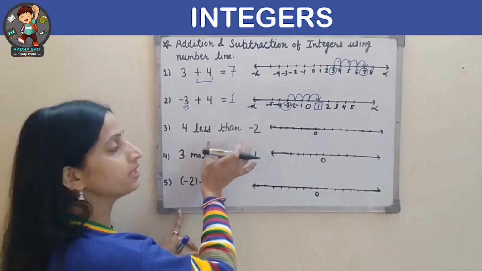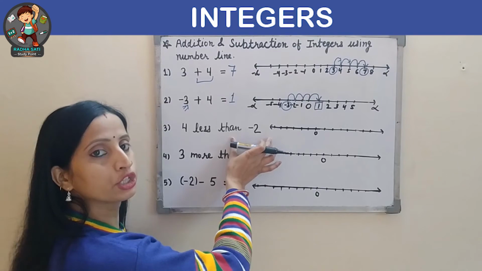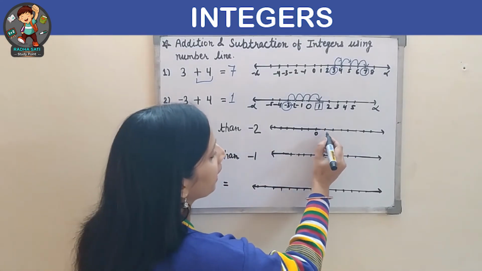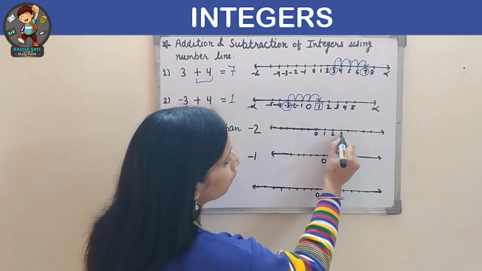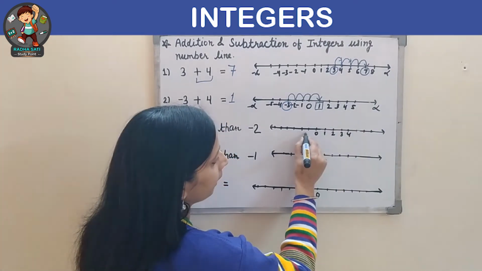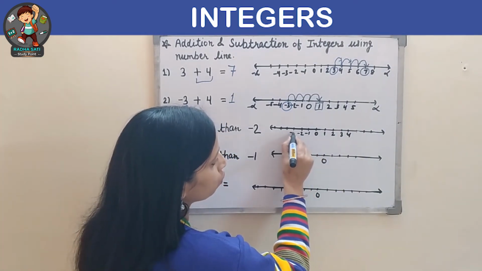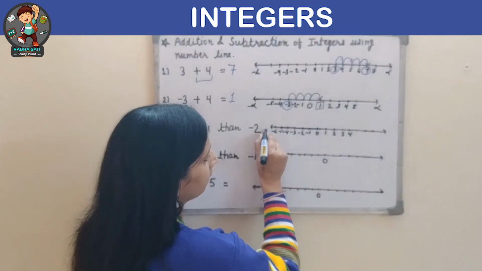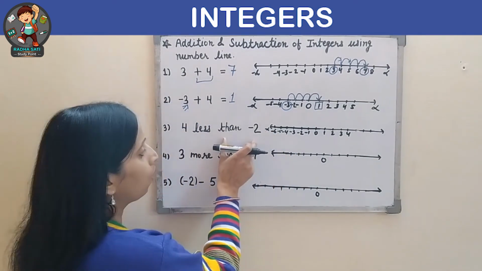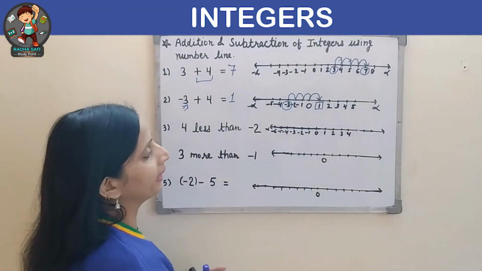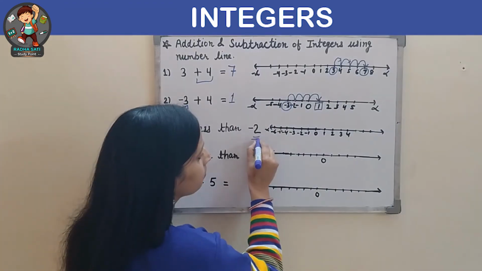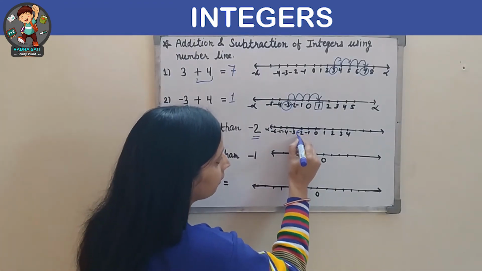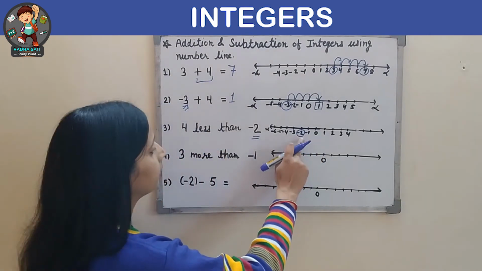Similarly, now the third one is 4 less than minus 2. So first of all, again we will write the numbers 1, 2, 3, 4, and to this side minus 1, minus 2, minus 3, minus 4, minus 5 and minus 6, and so on. Now 4 less than minus 2 means first of all we will mark this minus 2 on the number line. This I have marked.